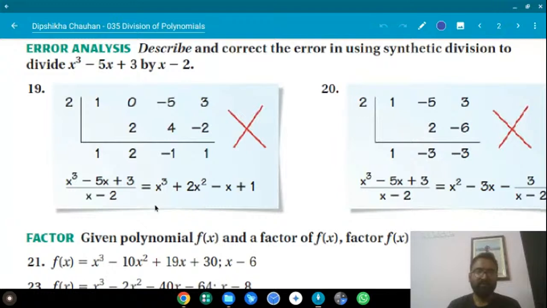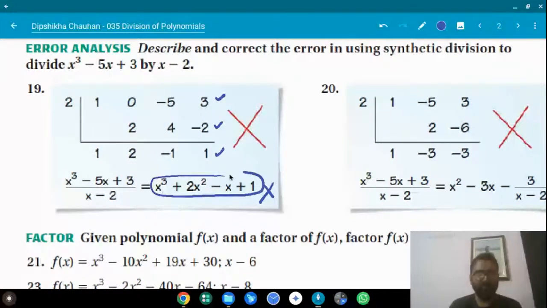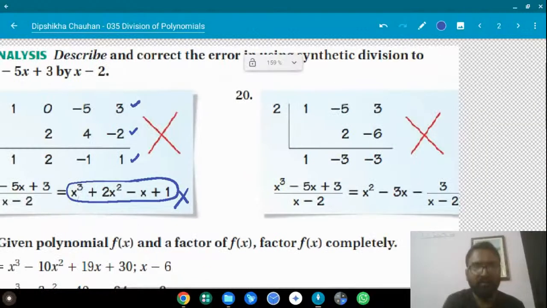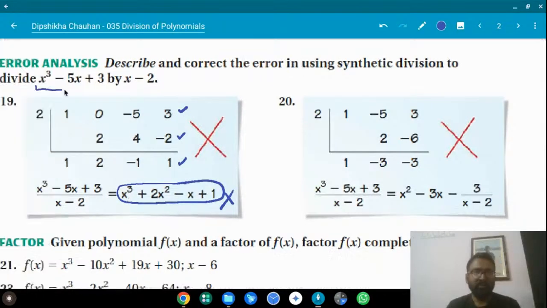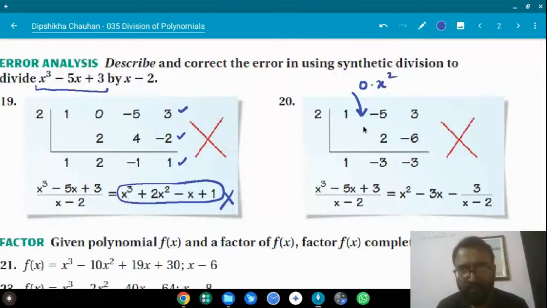Yes. 2 to the 4, it's minus 1 times, it's minus 2, it's 1. Okay, so these are okay, but the representation is wrong. So this is wrong. And here he is writing x cube, but he missed this x square; it should be 0 into x. So we have to take that one.